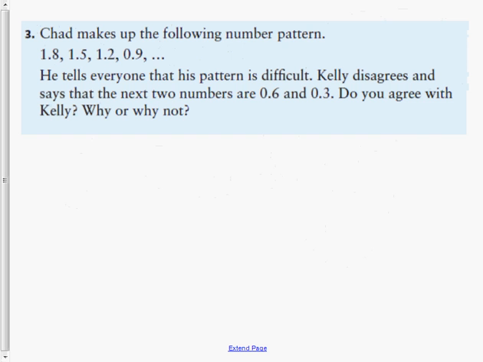Question 3 says Chad makes up the following number pattern: 1.8, 1.5, 1.2, 0.9, ... He tells everyone that his pattern is difficult, and Kelly disagrees and says, no, the next 2 numbers are 0.6 and 0.3. Is she right? Why or why not? Well, she is right, because if you look at the pattern, he's going down 3/10 each time. So if you go down 3/10 from here, you have 0.6, and then you have 0.3. So it is pretty easy.